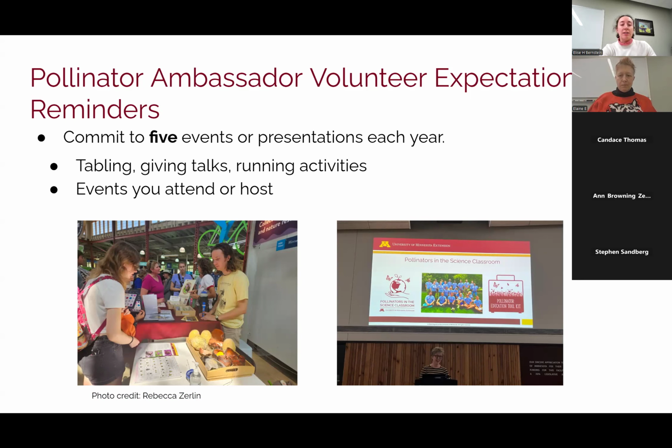These events are either things that you are attending as a guest, so having a table set up at an event somebody else is putting on, or you can organize and host your own events. So that could be you have a table set up by yourself, you invite others to collaborate with you, or you're giving some type of presentation.